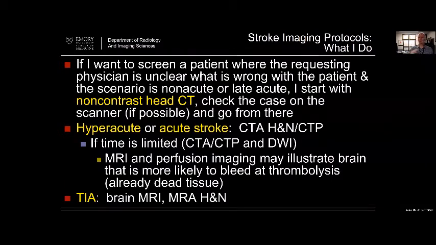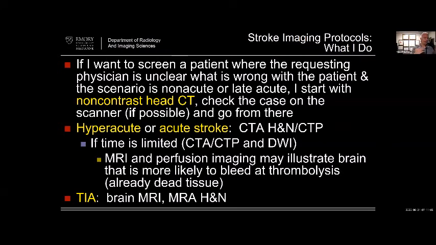So if you don't know what's going on with a patient and you want to take a look and see what's going on, non-contrast head CT is a reasonable place to start, right? So looking for hemorrhage or looking for a mass, that kind of stuff. Especially if time is of the essence, head CT can usually be done pretty quickly. Of course, access to CT is one of the first steps there.